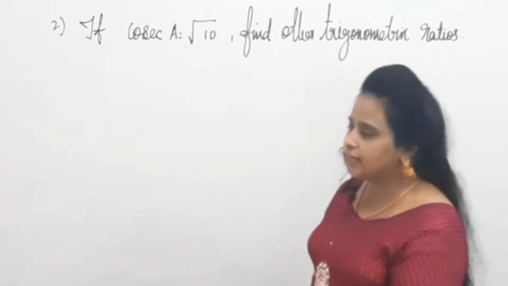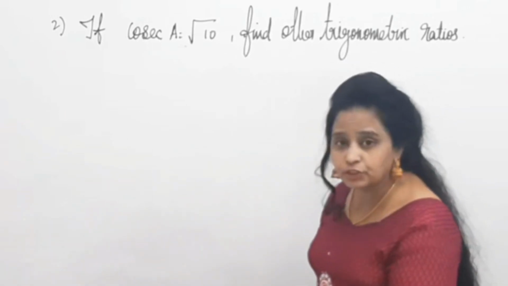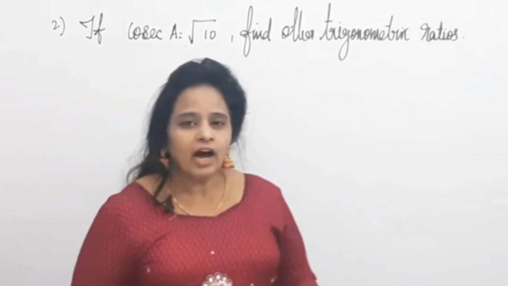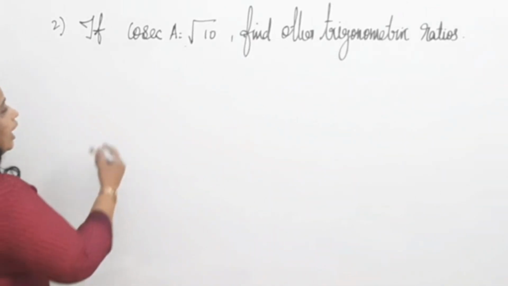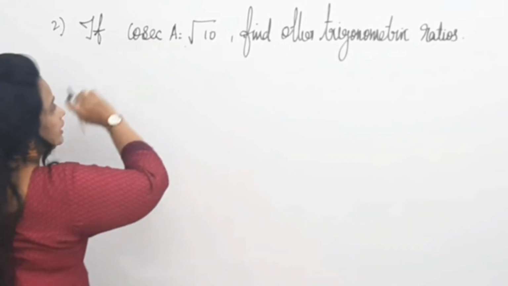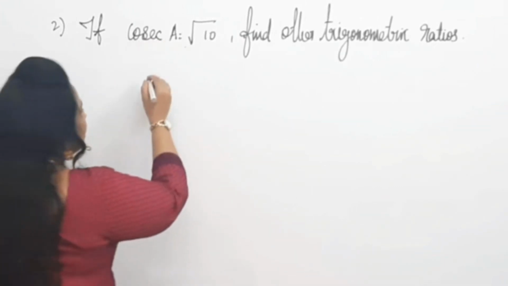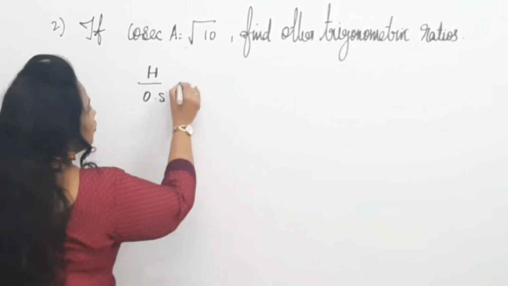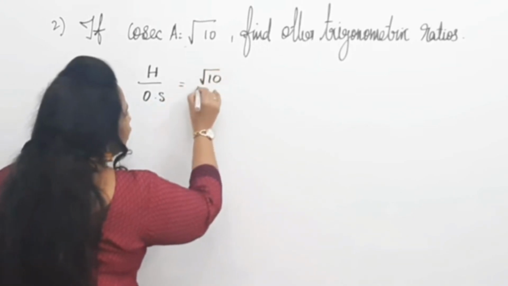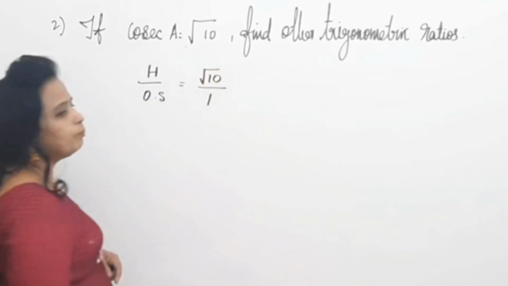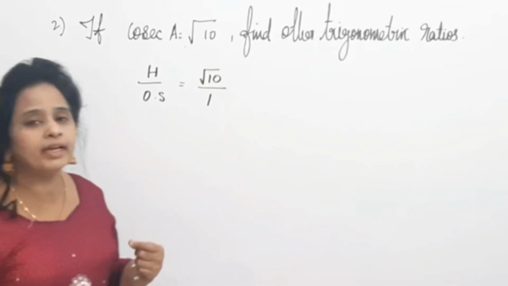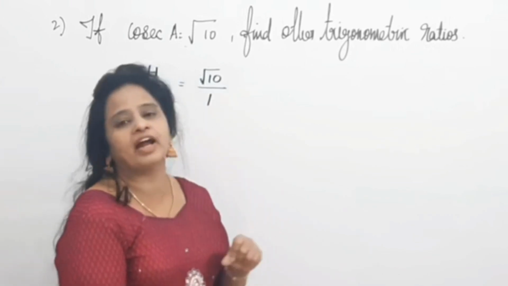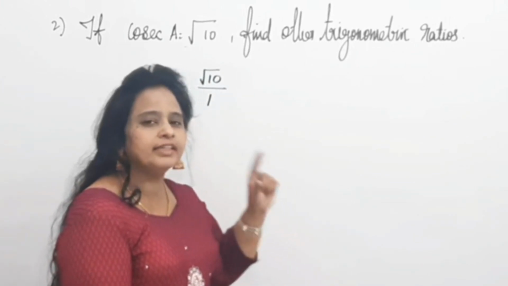Children, we move to the second question. If cosec A is equal to root 10, find the other trigonometric ratios. So now, when the ratio is given, I would write my ratio of the given cosec ratio, which is equal to hypotenuse divided by opposite side, which is equal to root 10. For the denominator, I'll always put 1 if the denominator is not given. So always make that ratio a fraction just by putting 1 in the denominator.